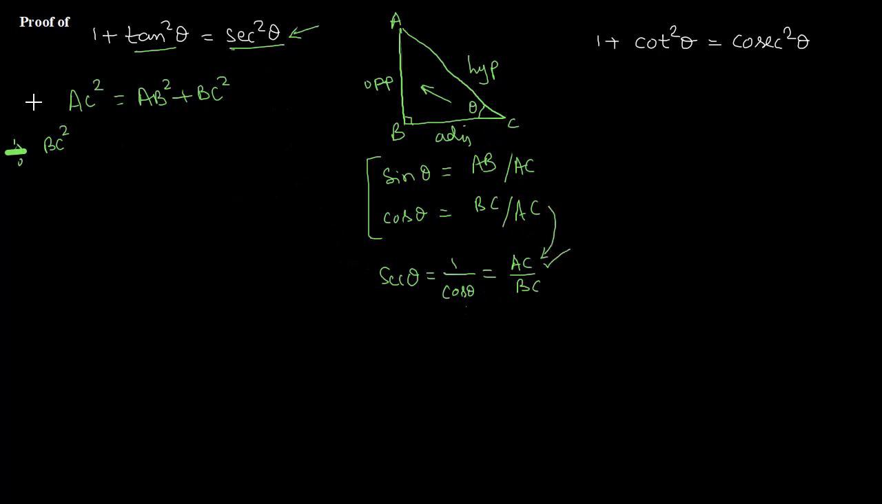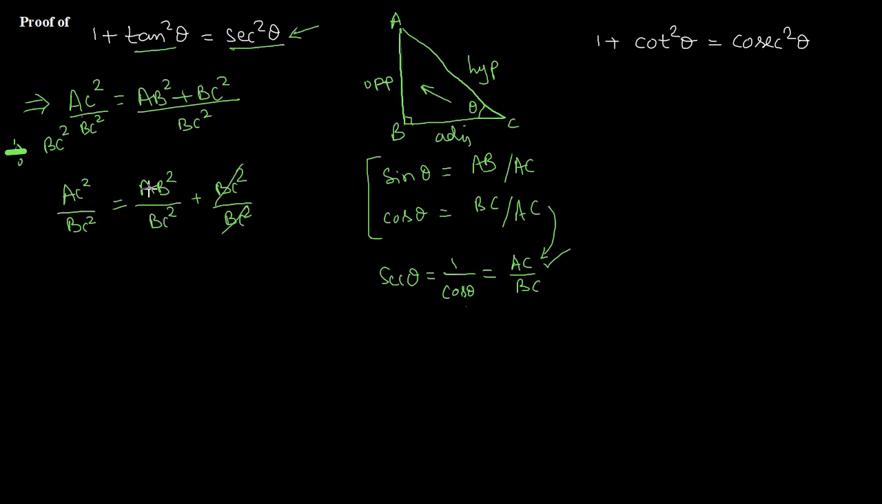And if I come back to my Pythagoras equation, AC square is there, but I need AC square divided by BC square to get secant square theta. For that reason I am going to divide the entire equation by BC square. So that will be BC square, and that will also be BC square. Let's separate the RHS terms. AC square by BC square is equal to AB square by BC square plus BC square by BC square. They both get cancelled, so I'll be left with 1.